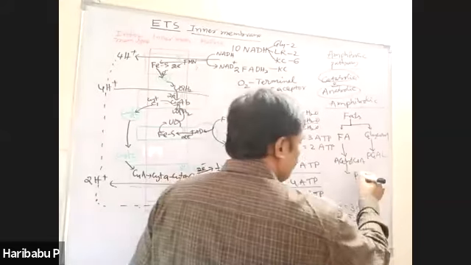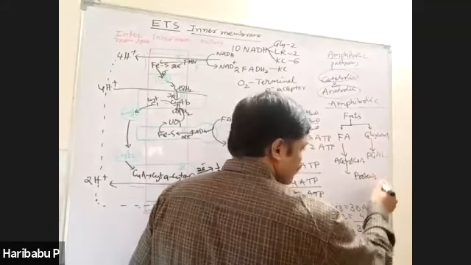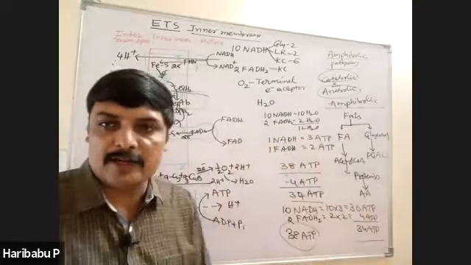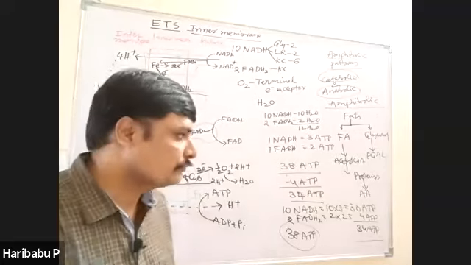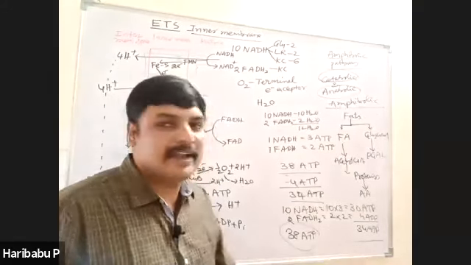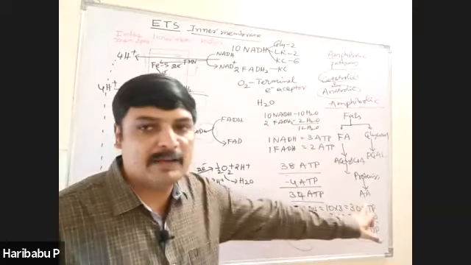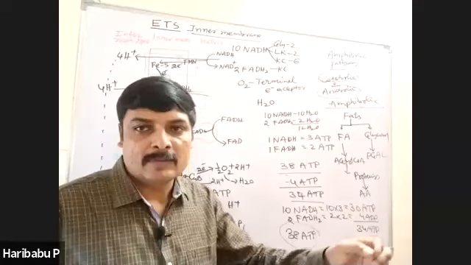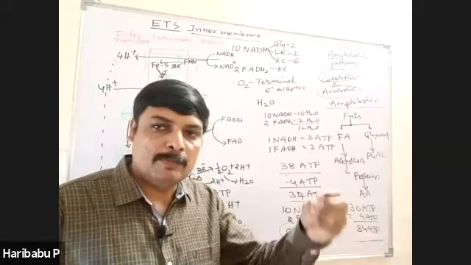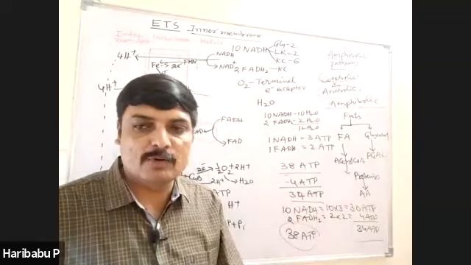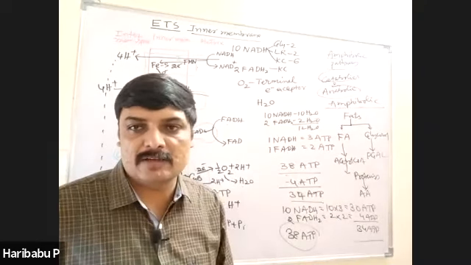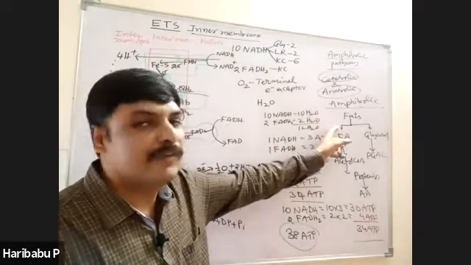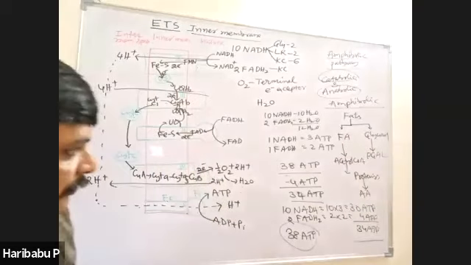Similarly, proteins also cannot directly act as respiratory substrate. First they break into amino acids. Then after deamination, the amino acids may enter the respiratory pathway at the pyruvic acid stage, or acetyl coenzyme A stage, or any intermediate stage of the Krebs cycle. So that is about the amphibolic pathway.